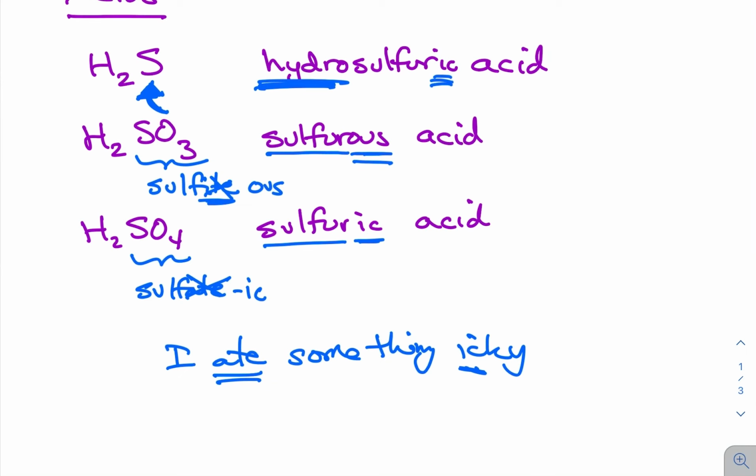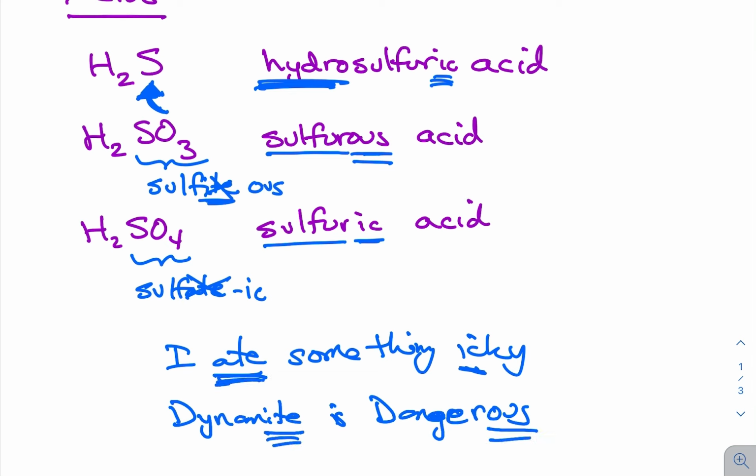and then dynamite is dangerous. So the key thing here being "ite" becomes "us," "ate" becomes "ic."